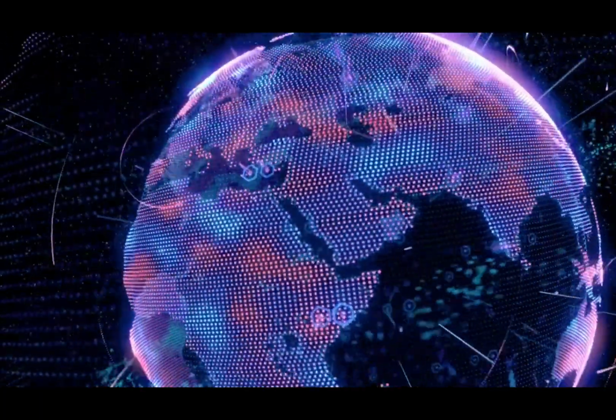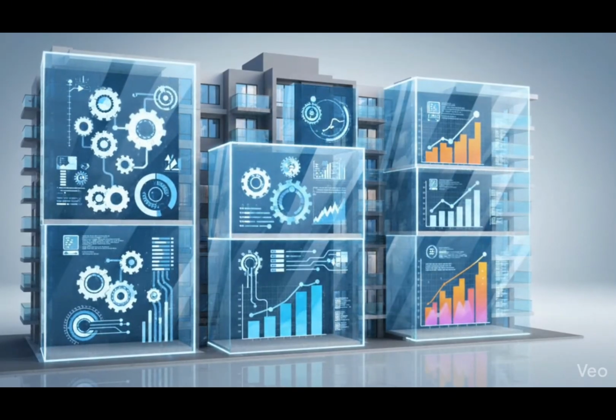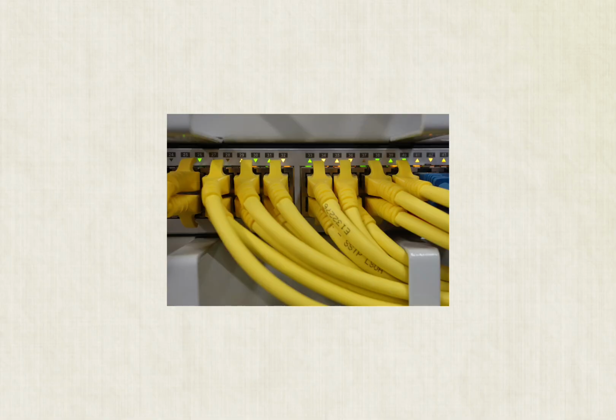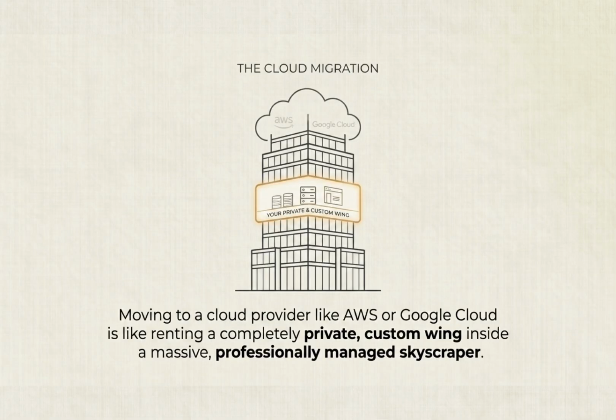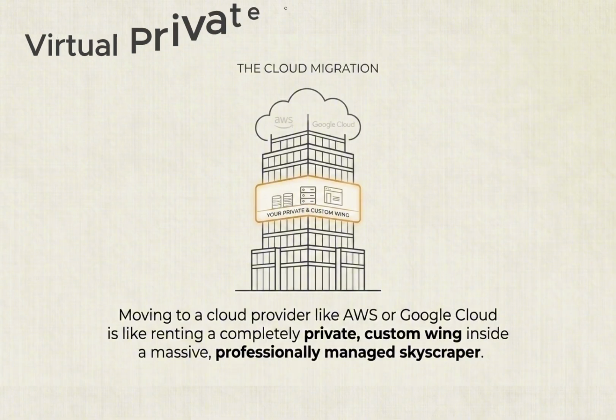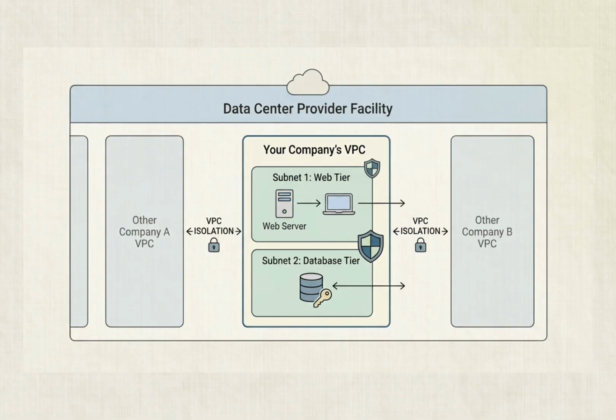As FoodDrop expanded across multiple cities, managing physical hardware buildings became too costly. We needed dedicated teams just to fix physical machine components and manage wires, so we moved to the cloud. Moving to a cloud provider like AWS or Google Cloud is like renting a completely private custom wing inside a massive, professionally managed skyscraper. In cloud networking, this private wing is called a VPC, or Virtual Private Cloud. Your VPC is entirely isolated from every other company renting space in the same data center.